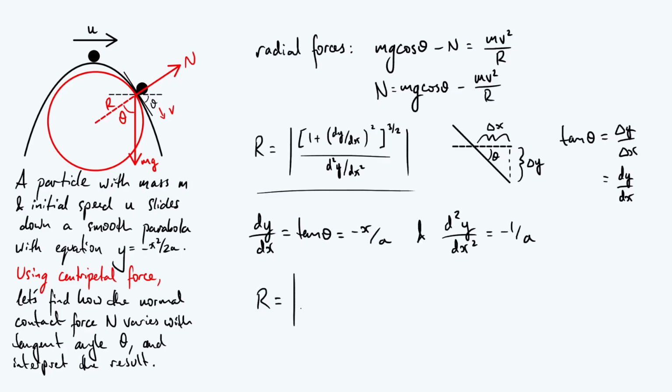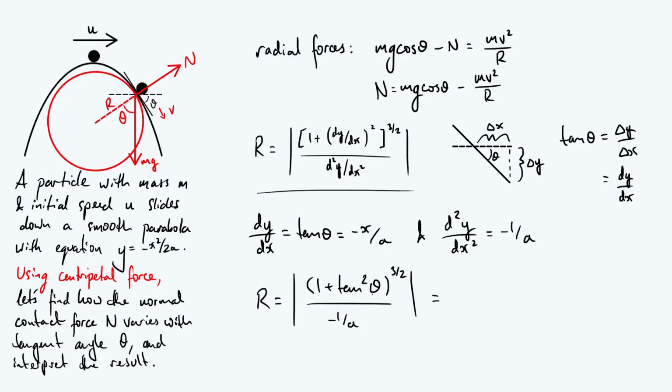So r is going to be the modulus of 1 plus, instead of doing it in terms of x, I'm going to do it in terms of theta. So this dy/dx here I'm going to replace with tan theta, the logic being that ultimately what we're looking for is N in terms of theta. So things being in terms of theta is good. So the numerator is going to be 1 plus tan squared of theta, all to the power of 3/2. We're going to divide that by minus 1 over a, and then take the modulus of the whole thing.